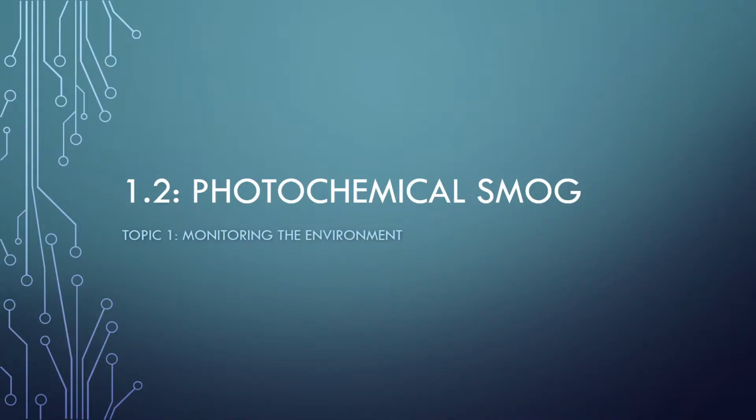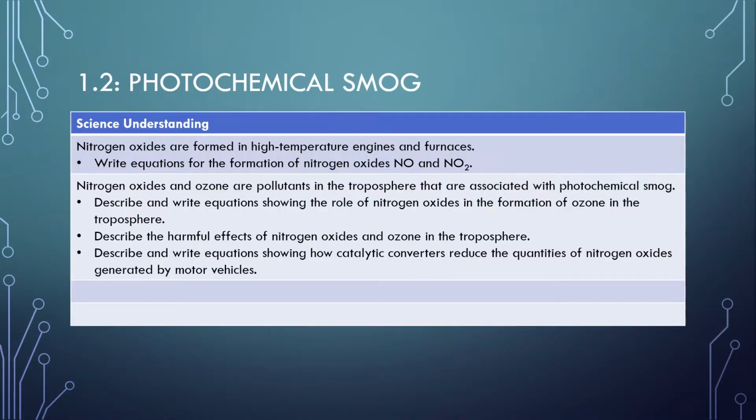Alright, welcome to the first part of 1.2 Photochemical Smog. In this video, we will be focusing on both of these boxes. First one being nitrogen oxides are formed in high temperature engines and furnaces. You need to be able to write equations for the formation of nitrogen oxides, NO and NO2.